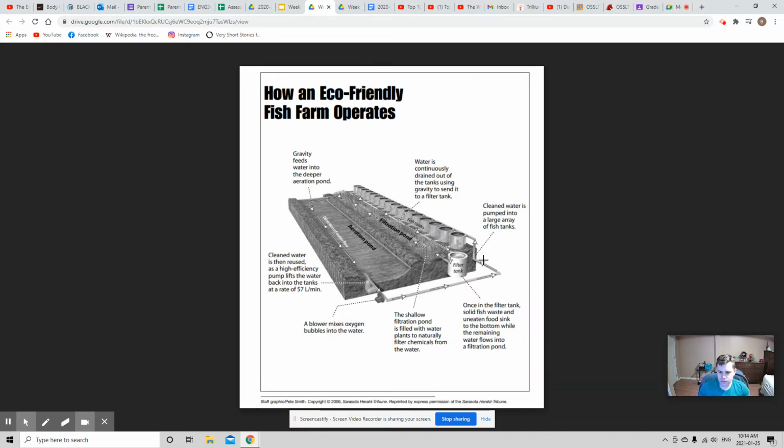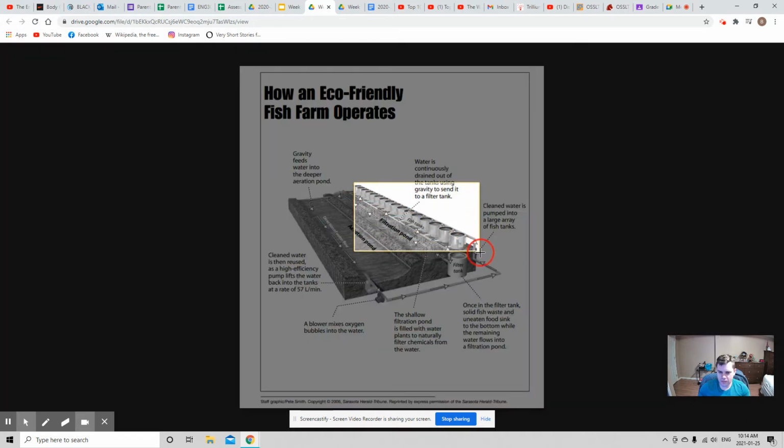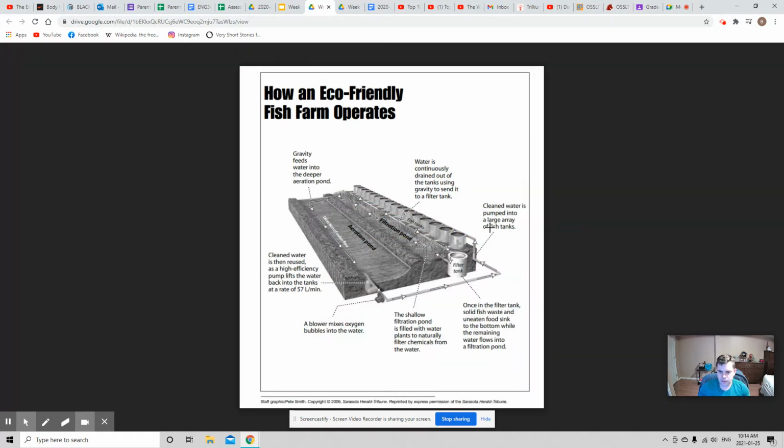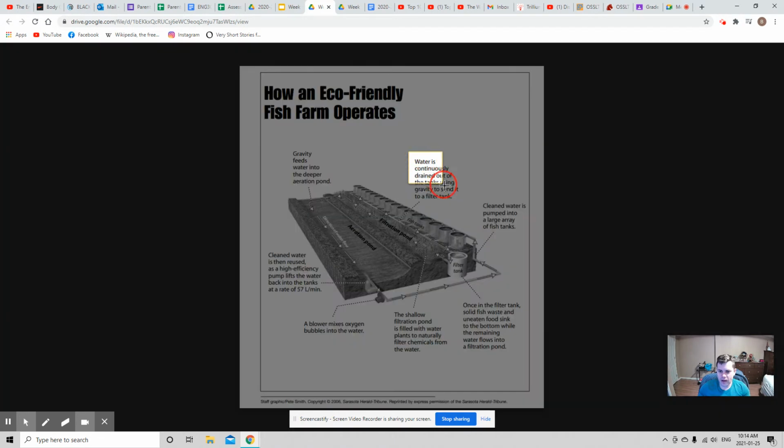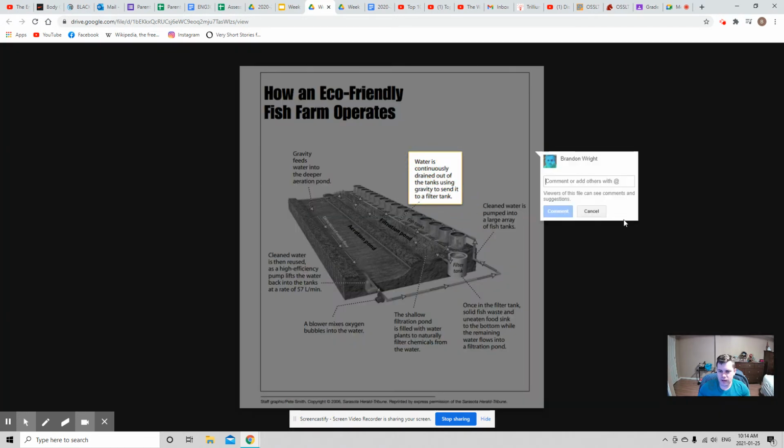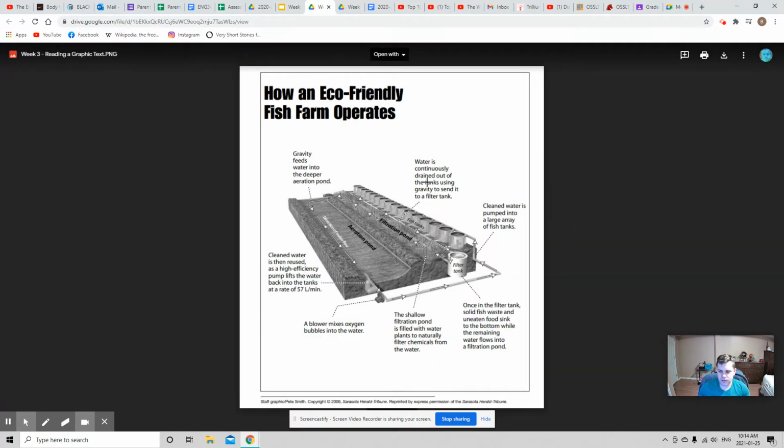Following the arrows, let's go up here. Clean water is pumped into a large array. This is the array of fish tanks right here. And then finally, water is continuously drained out of the tanks using gravity to send it to a filter tank. So basically what this fish farm ensures is that water is continuously cycled through, it's cleaned, it's injected with oxygen, and then it's pumped back up into the fish tanks.